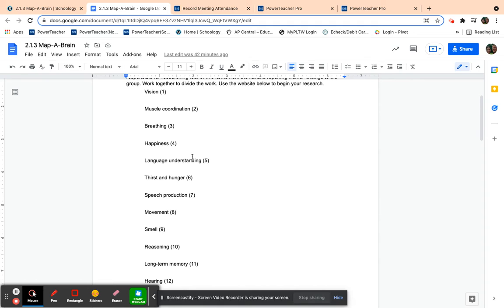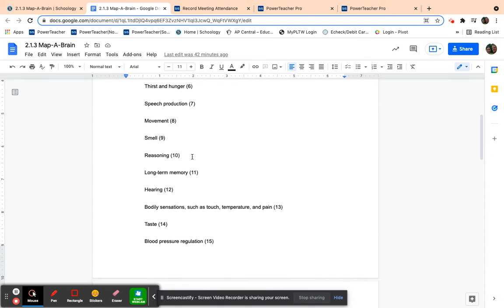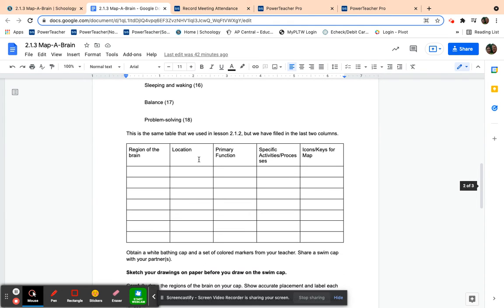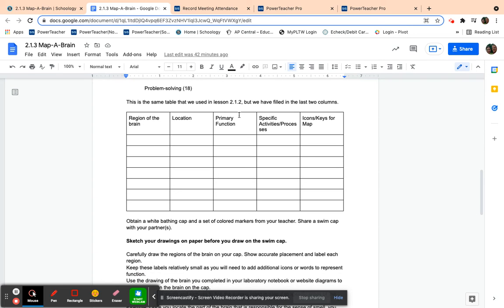Then you guys are going to partner up, team of four, choose 4 or 5 of these. You're going to research and figure out which parts of the brain they belong in. And then ultimately, you're plugging them back into this table from 212. So I went ahead and copy and pasted that table from 212, but you can see that the last 2 columns are finally filled in.